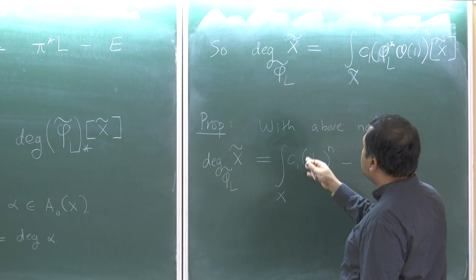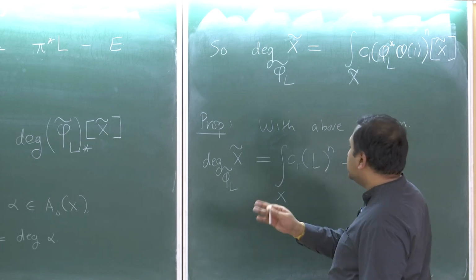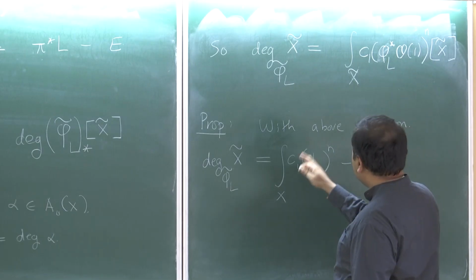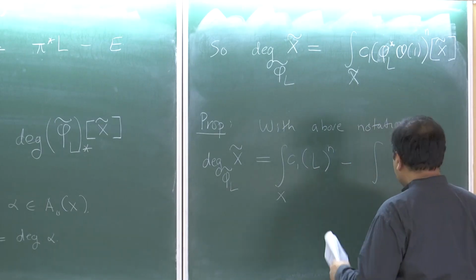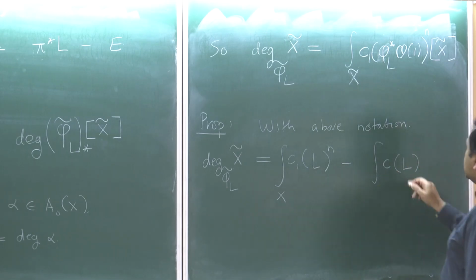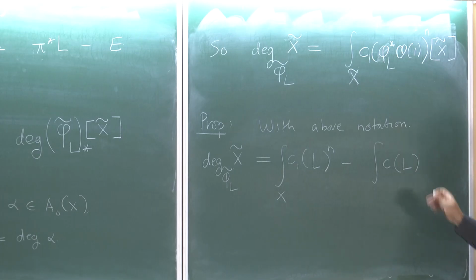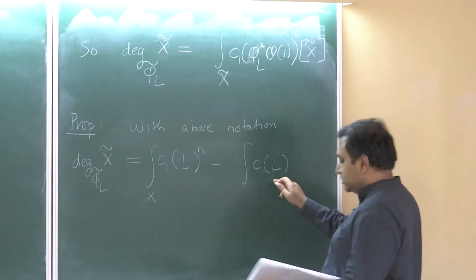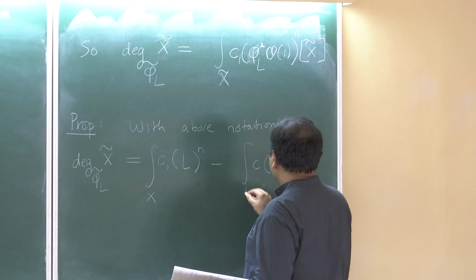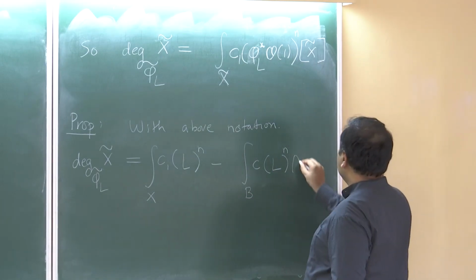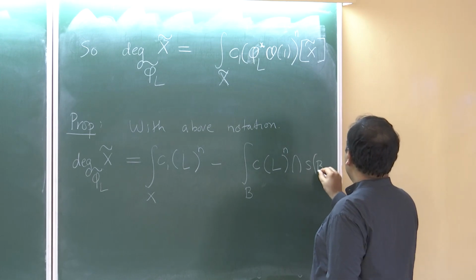This is sort of like, if L were O1, then this is sort of like the degree of x, but then there is this error term, CL. So this is CL. So this is the total Chern class. Chern class or Chern current? No, this is the total Chern class, right? Yeah, total Chern class. So this is over B, capped S BX.